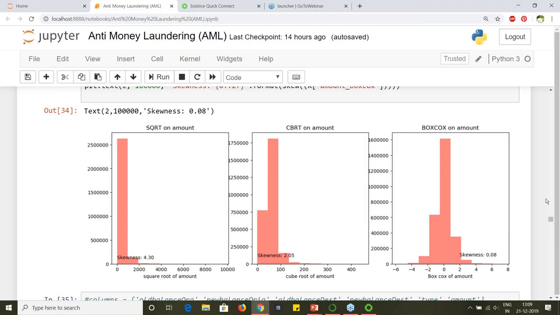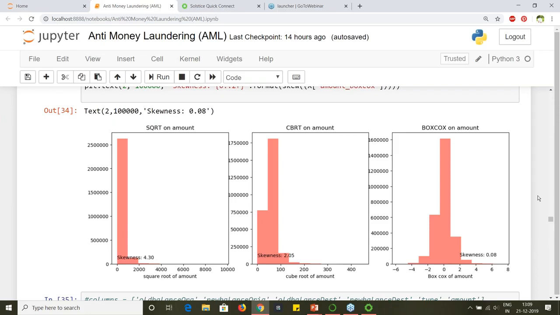Okay. Since this is a highly imbalanced data set, even in the input features there is skewness. For amount, when I plotted this graph, the skewness was 40. When I did a square root transformation, it reduced to 4.3. Cube root gave 2.05. Box Cox transformation reduced it to 0.08. The skewness for a normal distribution is 0, so Box Cox converts your input feature to be similar to the normal distribution.